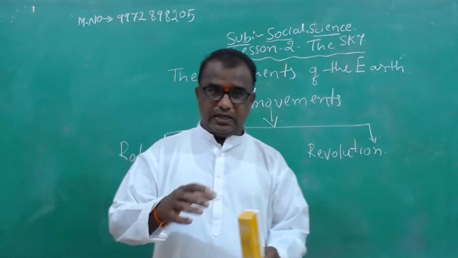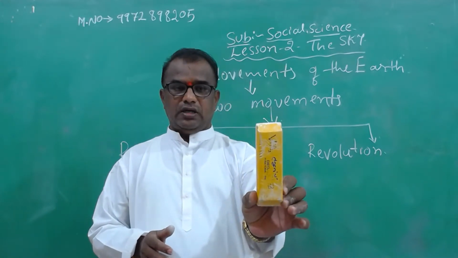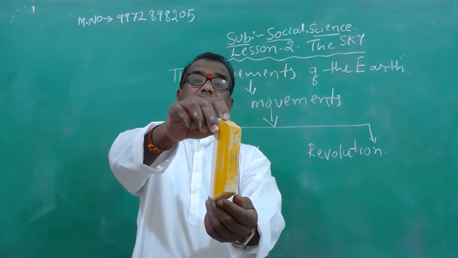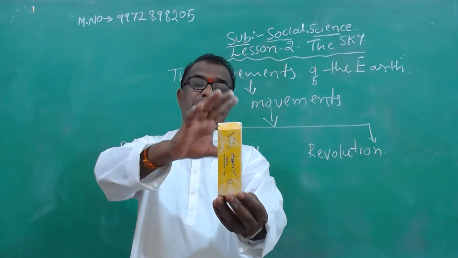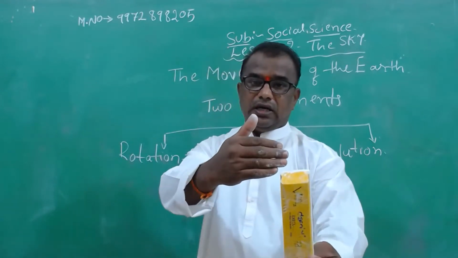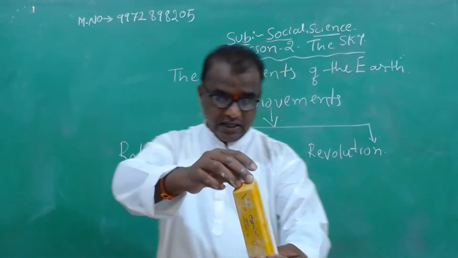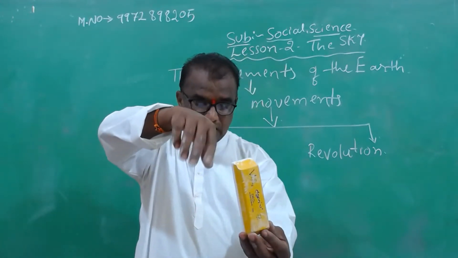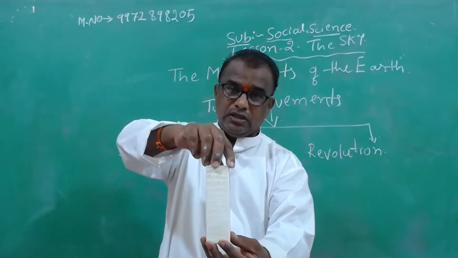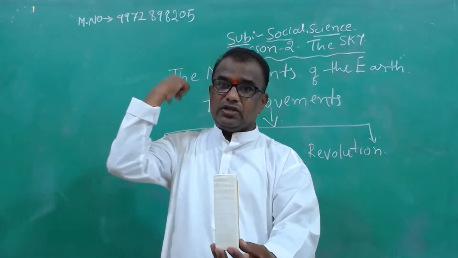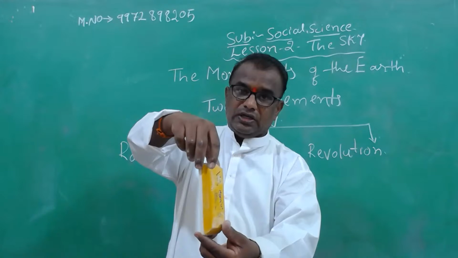Yesterday I told you, for example, think of me as the sun. This is the Earth, the third planet. First of all, it is rotating on its axis. Orbit means the distance between the sun and the Earth. Rotating itself on its axis is called rotation. The Earth spins continuously on its axis from west to east. This is called a rotation.